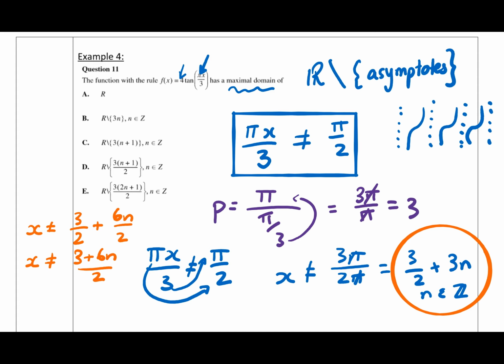Now I can try to take out a common factor, and x can't be equal to 3 outside of 1 plus 2n over 2. That answer is E, because we're saying x has a maximal domain of reals but not the asymptotes, and here is a general solution for those asymptotes. It's a complicated question, and there are some other easier ways to find this. There's a way that you can just memorize the general solution for asymptotes of tan, but we're going to do that a bit later.